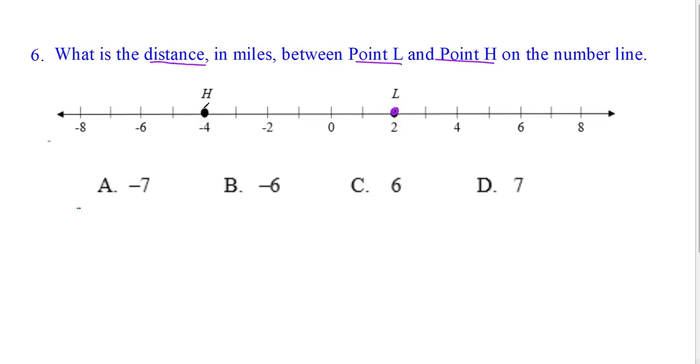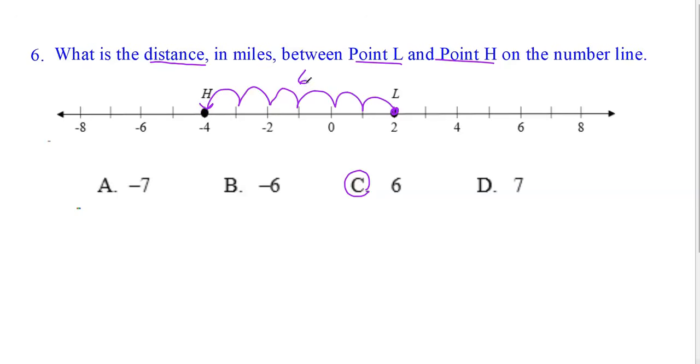Now think about this in terms of the real world. If you walk from your house to the library and then back from the library to the house, it's the same distance. It doesn't matter if you go left or right or if you go backwards or forward. Your answer will be positive. So again, this is also going to be C. I'm going from the library to the house. 1, 2, 3, 4, 5, 6.